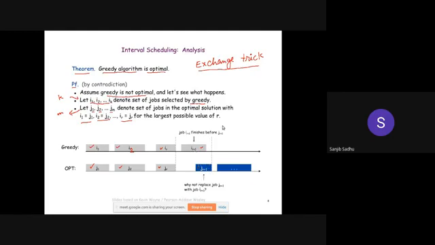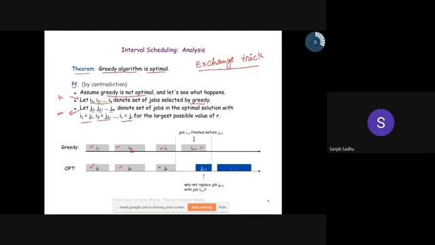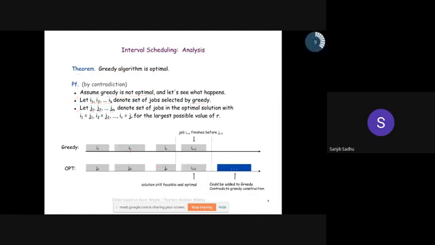Because they are compatible, I am just exchanging it, replacing it with this, and in this way I will go on for the last one also. Next one, next one, next one. So I will replace all the jobs of the optimal solution with our solution, and in both cases the value will be the same.